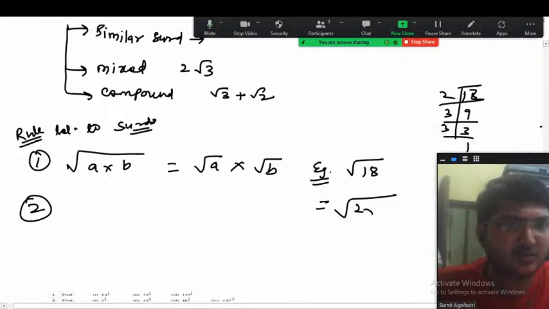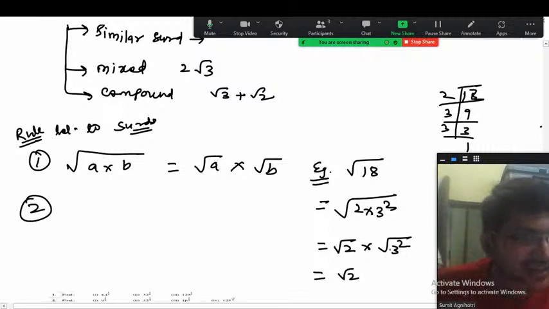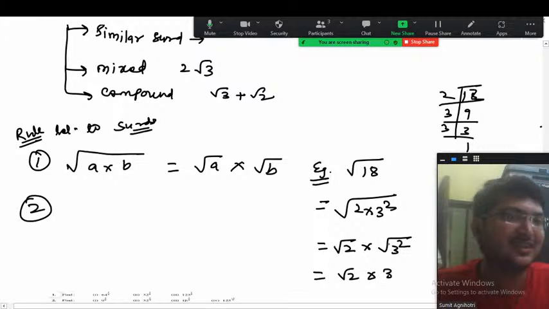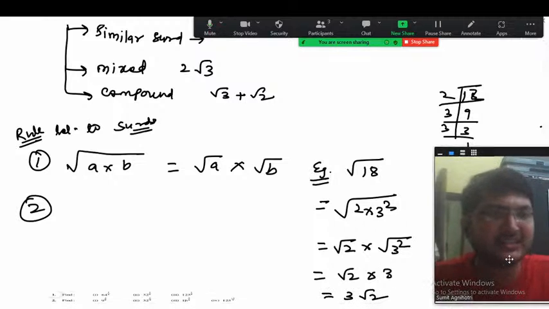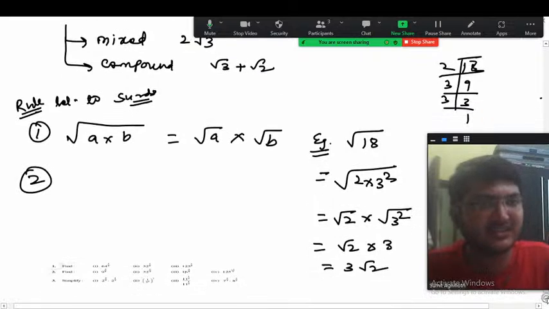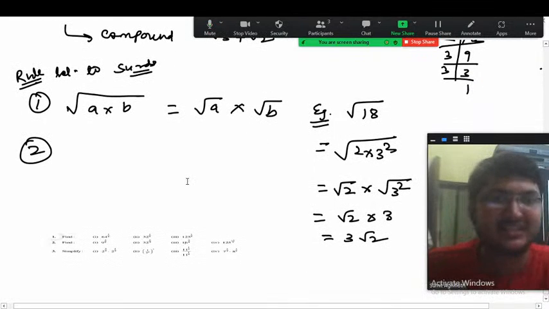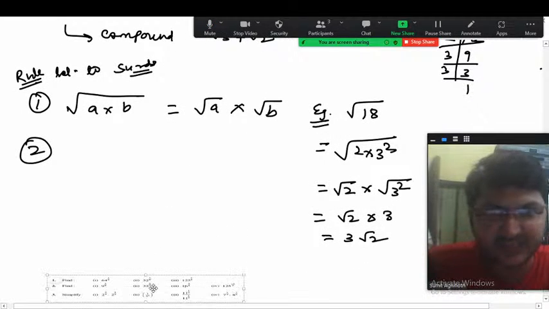I can write it as 2 into 3 raised to the power 2. Now I can just write root 2 and root 3 squared. And if something is written in a pair, you can just take one value out without the surd, without the square root, that is 3 root 2. In such a simplification, we need to understand this rule. This rule is needed whenever we need such a simplification.